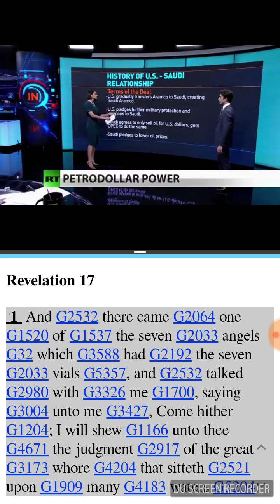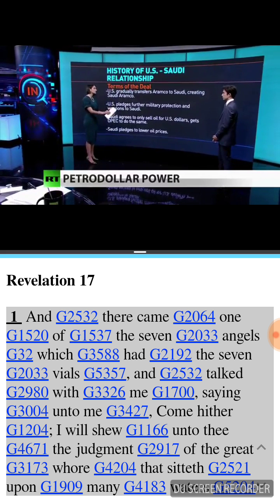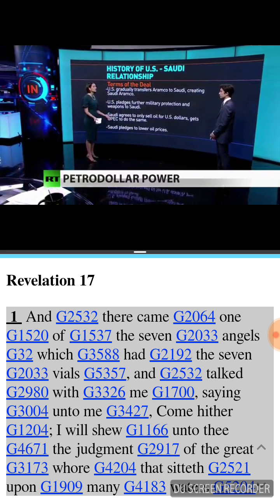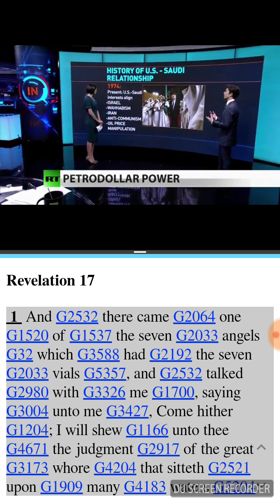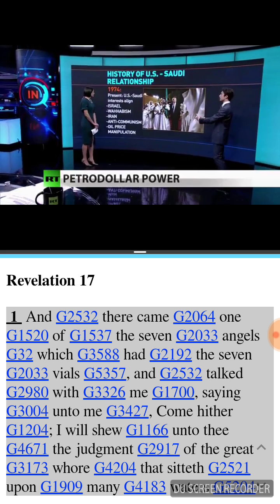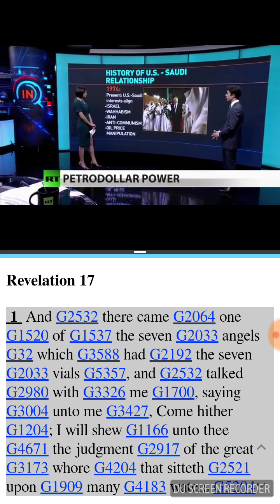How does all of this lead to today, the situation we're seeing in Yemen, and sort of the modern relationship we see with Saudi Arabia? Yeah, so obviously there's a lot of money and power involved in this relationship, and it only strengthened after the 1974 deal. And the U.S.